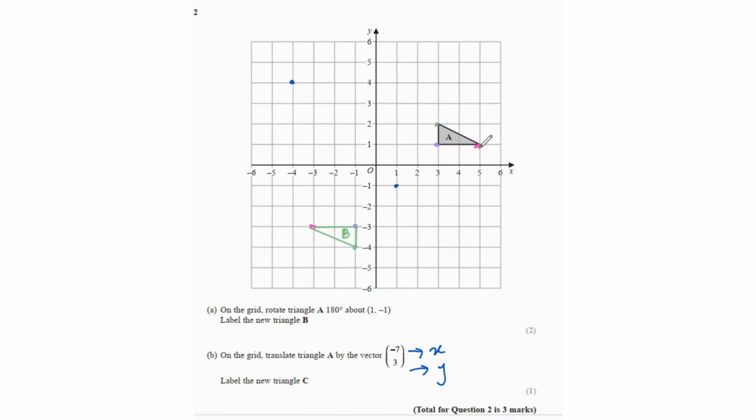Then the pink point, 7 to the left. So 5, 6, 7, and 3 up. And this one is at 3, 2. So again, 7 to the left and 3 up. So as you can see the translation, the size does not change. The direction of the shape does not change. The only thing that changes is where the shape is placed. So this is your triangle C. So that was rotation and translation in the same question.